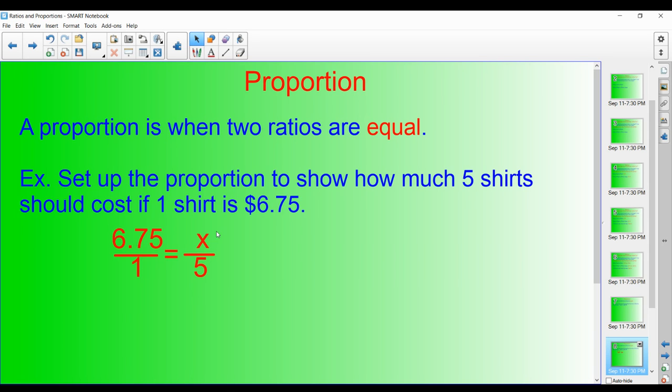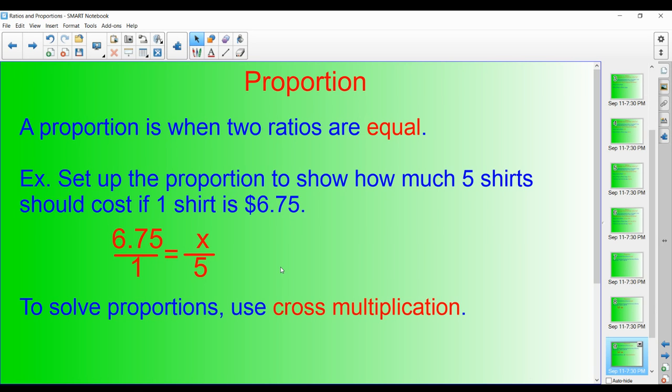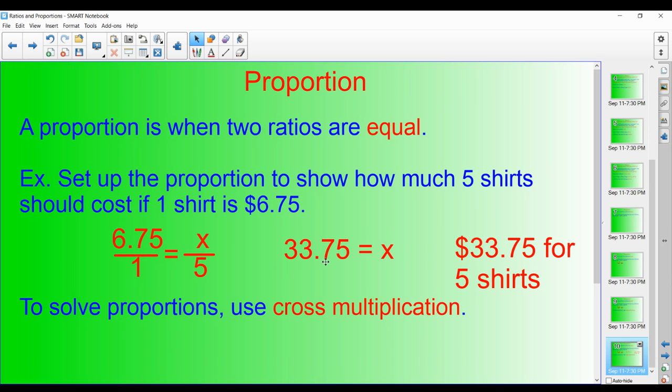Notice the money is on the same line, and then on the bottom, in the denominator, you have quantities, so 1 shirt to 5 shirts. So the denominator should be the same units, and the numerator should be the same units. Now to do this, I use cross multiplication. I multiply diagonally across and set up a new equation, and then I have to solve for x. So 5 times 6.75 is 33.75, and then 1 times x is x. In this case, we don't have to do any more steps because x is isolated.